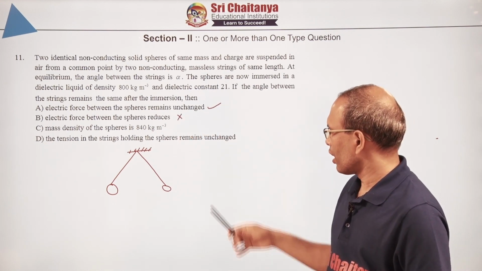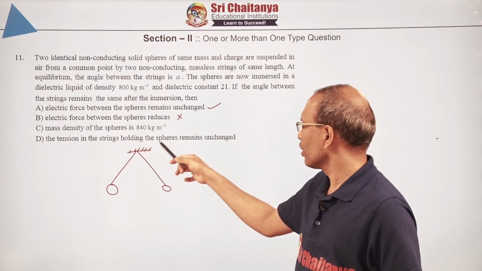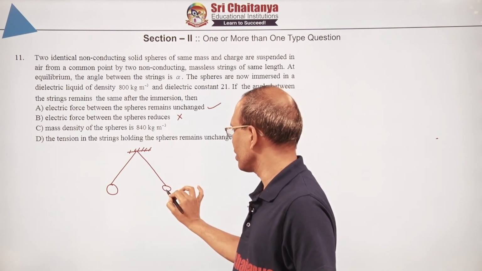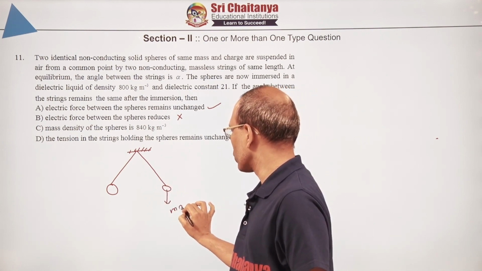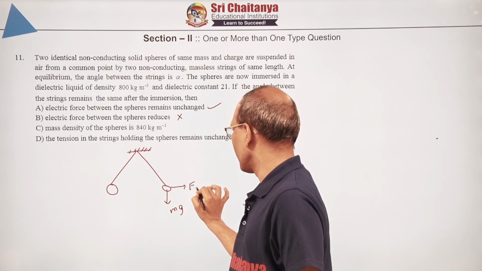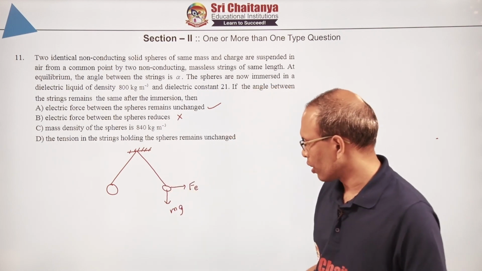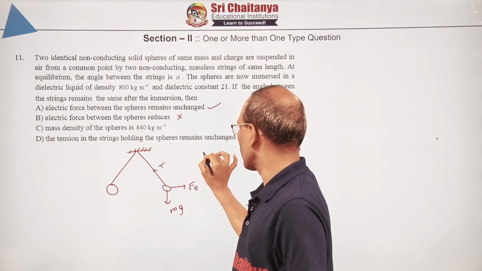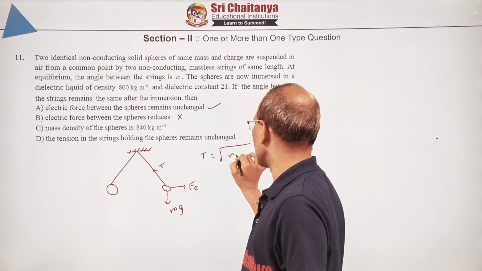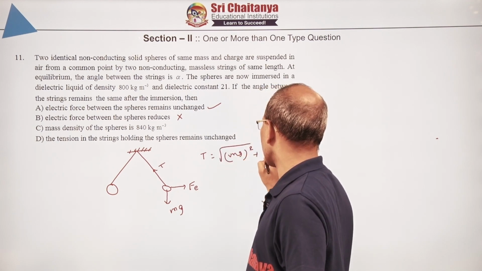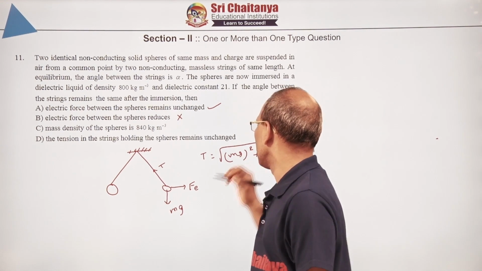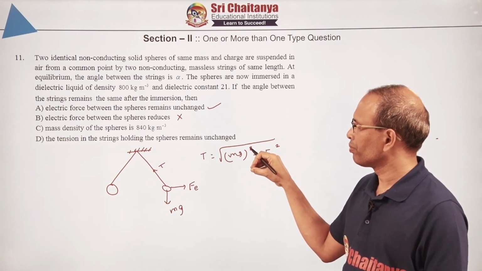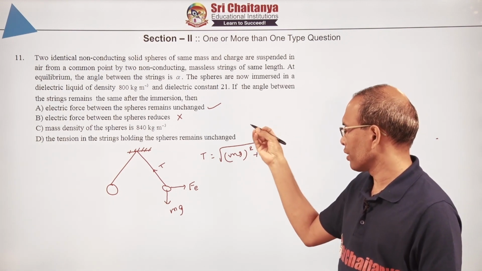Now the second thing, the last option, is talking about whether the tension in the string holding the spheres remains unchanged. If you look at this, what is the relation between tension, mg and electrostatic force? Net electrostatic force on this sphere is, suppose, Fe. This is mg. Then tension T will be the resultant of these two, which is root of mg square plus Fe square.